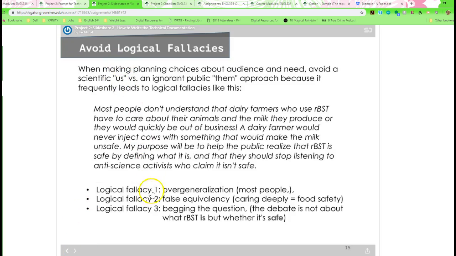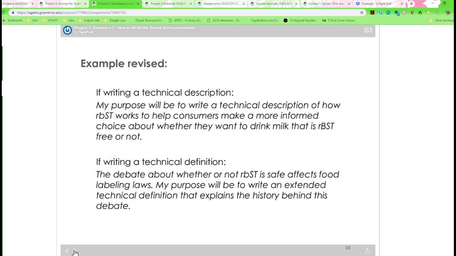Make sure you avoid logical fallacies. I will let you read that all on your own.